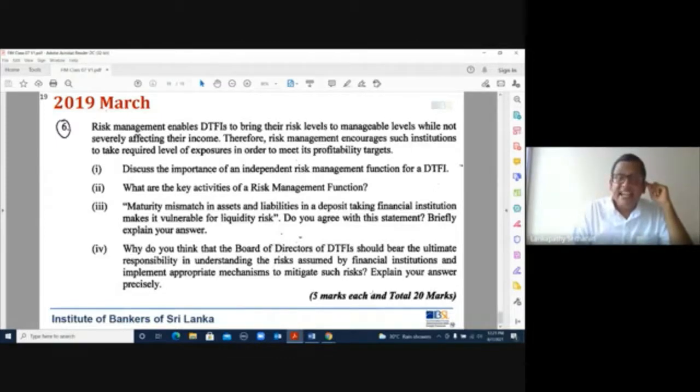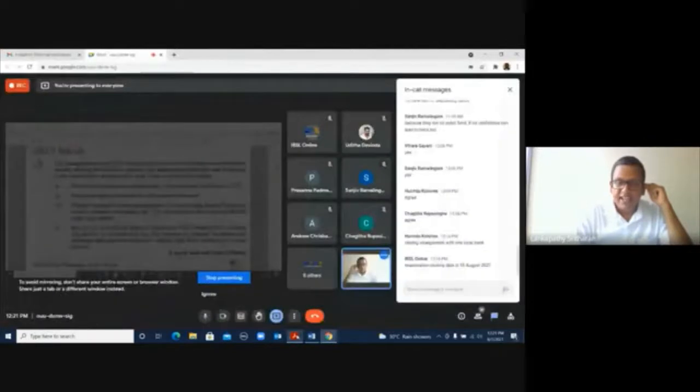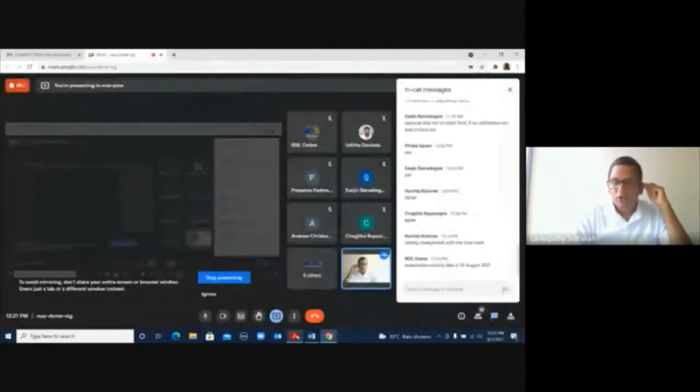What are the key activities of the risk management function? I will not give the answer; actually, you'll have to give the answer. What are the key functions of risk management function in an institution? There are 4. I can just give the clue.